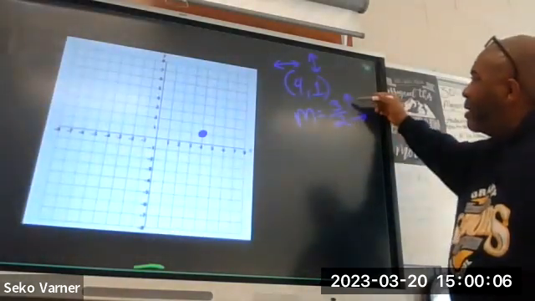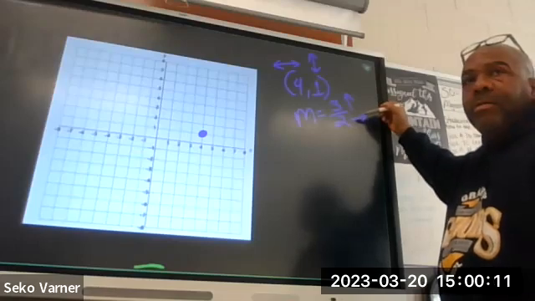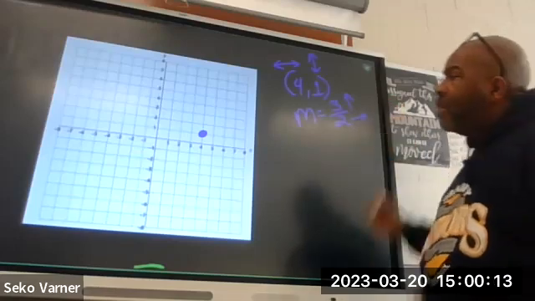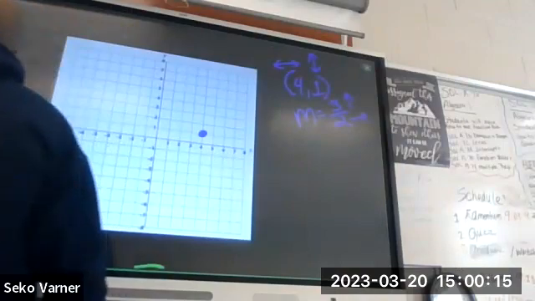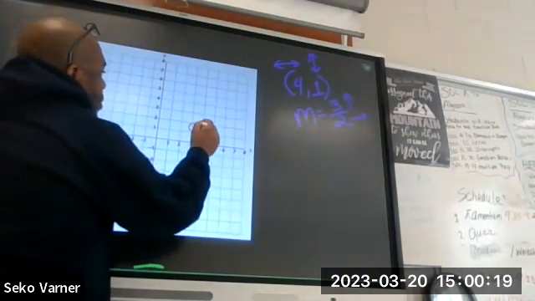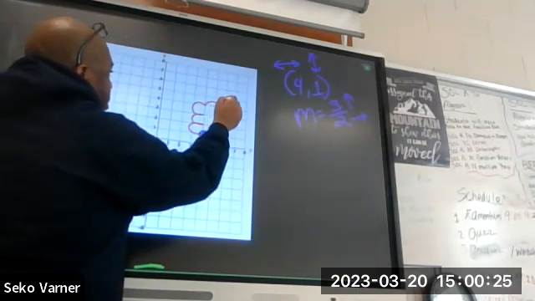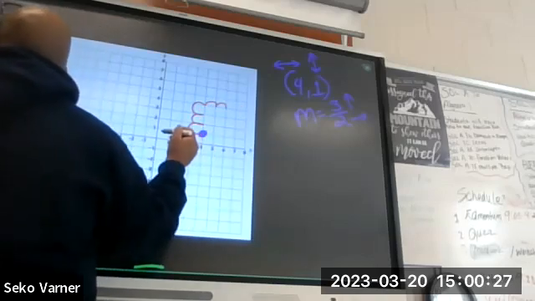So that means I go up how many? You go up 3 times. And over? 2 times. Okay, so let's do that. Let's go up 3 times and over twice. So from here, I'm going to go 1, 2, 3. How many times do I go over? 2 times. 1, 2. All right, so that's my next point.